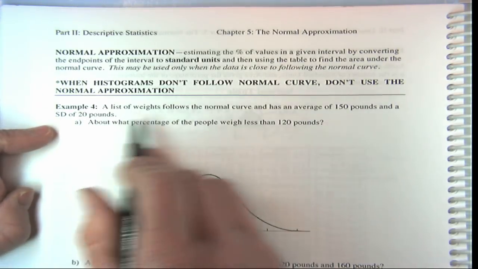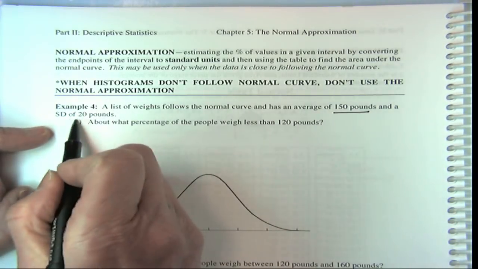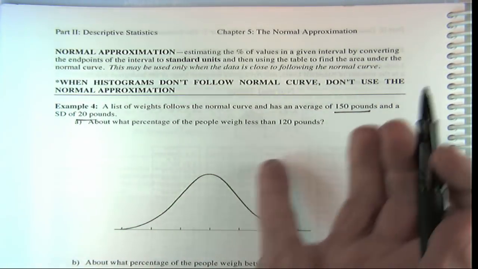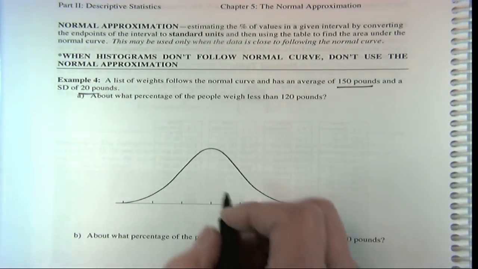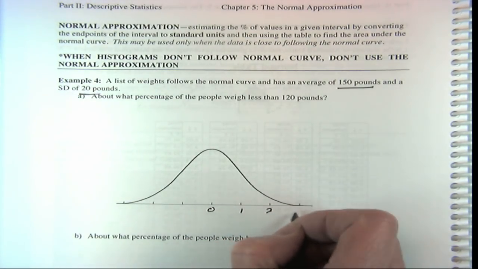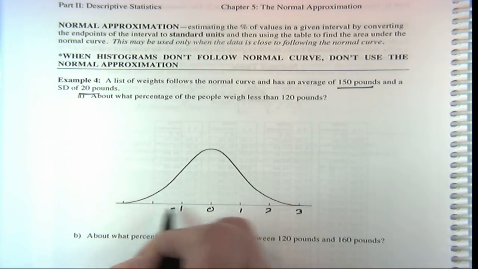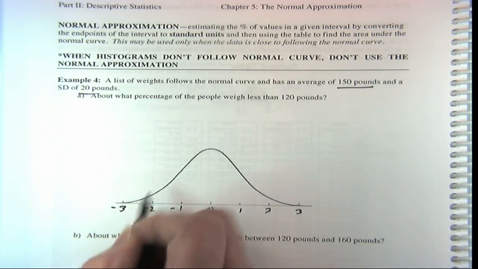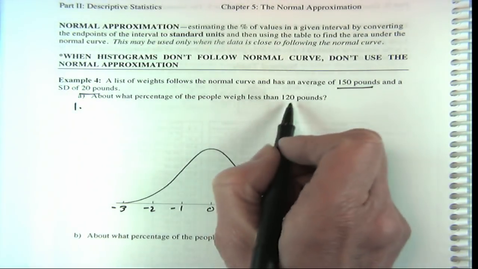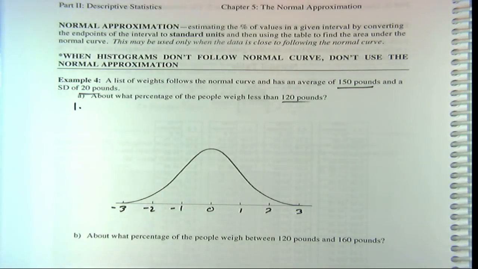So for example, here's an average and a standard deviation. What percent of the people weigh less than 120? Okay, well, the normal curve looks like this. So our first step is what? Our first step is we have to change our value to a z-score.